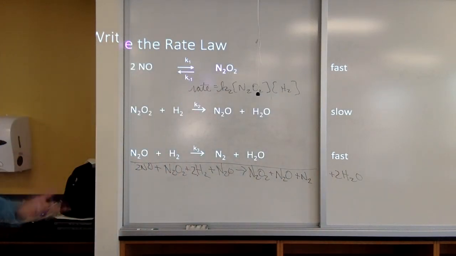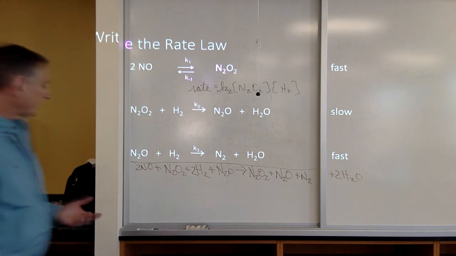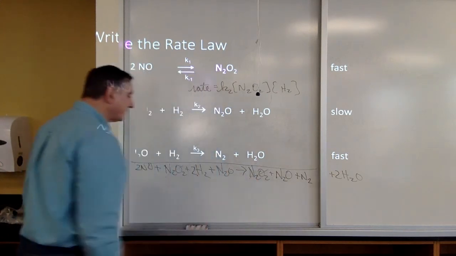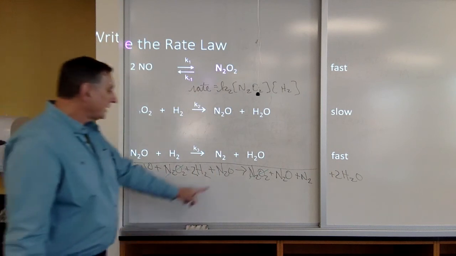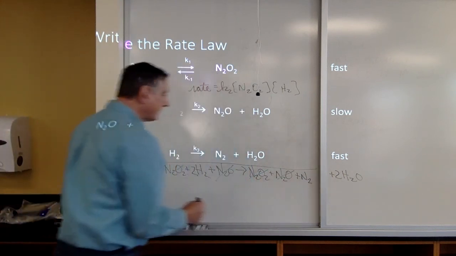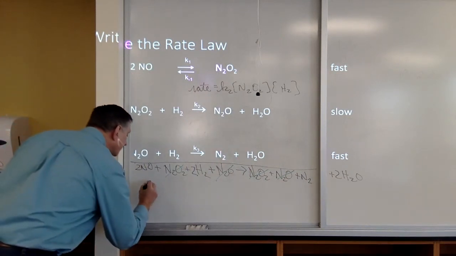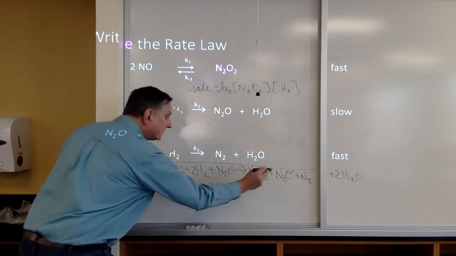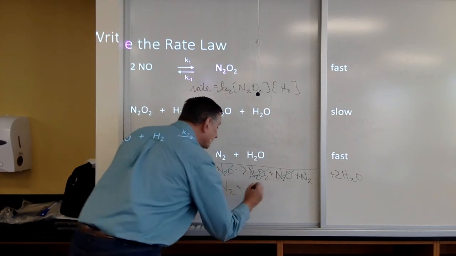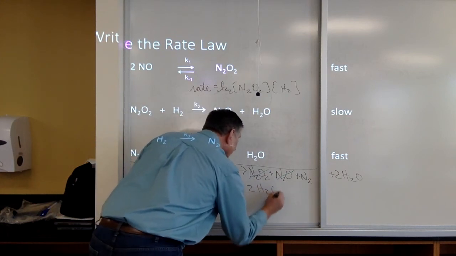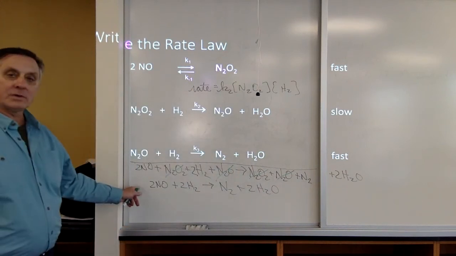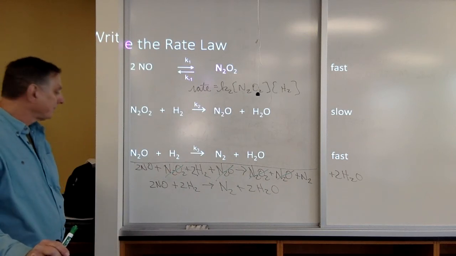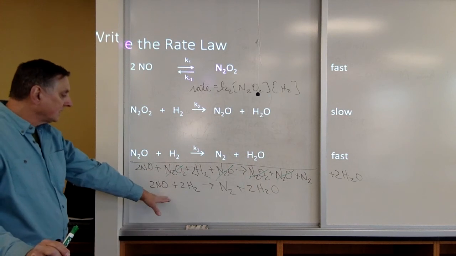Is there anything that's the same on both sides of the equation? Yes, we have N2O2. So those go away. N2O, N2O. So our overall equation looks like this. 2NO plus 2 H2 goes to N2 and 2 H2O. The overall equation, you just add the elementary steps together and you have the overall. Get rid of things that are the same on both sides. This is the overall equation.